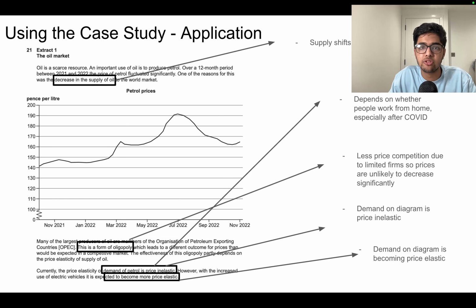Make sure you're not just using the case study for the sake of it. Only use it when you're actually answering the question and using it to supplement your chain of reasoning. Without application, you are limited in marks, so make sure to box the question and read the case study carefully.